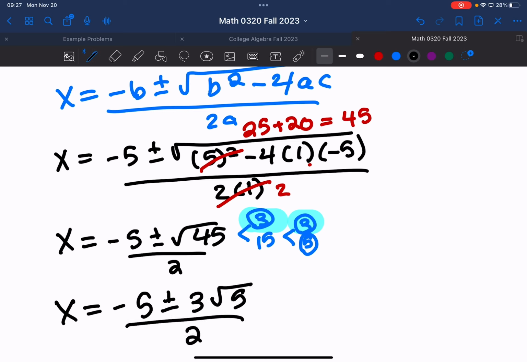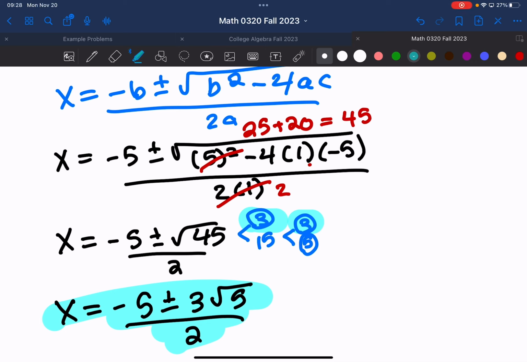Okay. Can we simplify negative 5, 3, and 2? No, so that means this is our answer right here. So this tells us we have two answers. We have negative 5 plus 3 square roots of 5 divided by 2, and negative 5 minus 3 times the square root of 5 divided by 2.